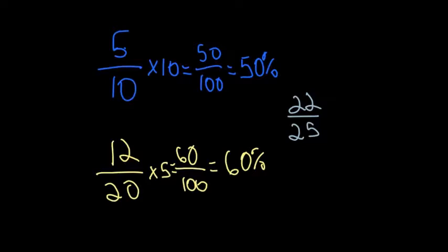And then in gray there, I have 22 over 25. So what do I multiply 25 by to get 100? That would be times 4. So 22 times 4 is going to be 88. So that's going to equal 88%.